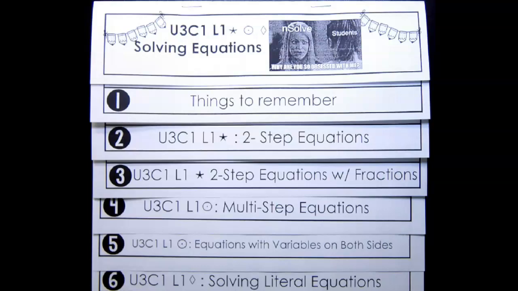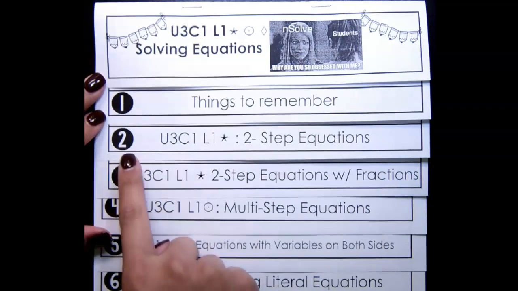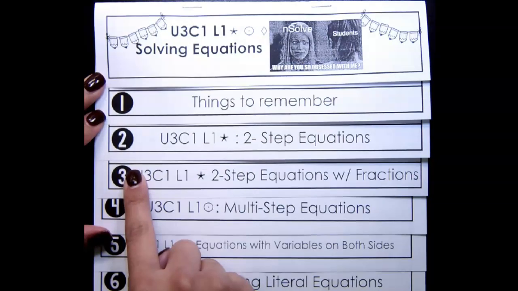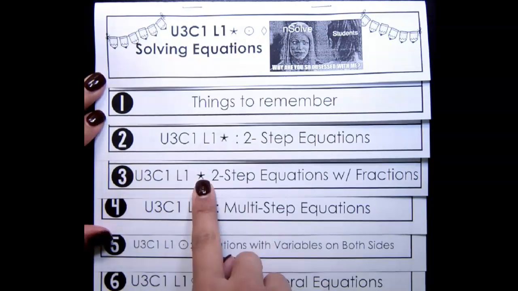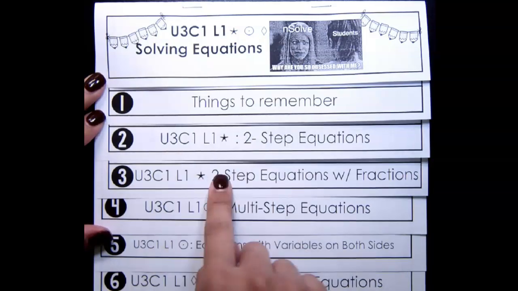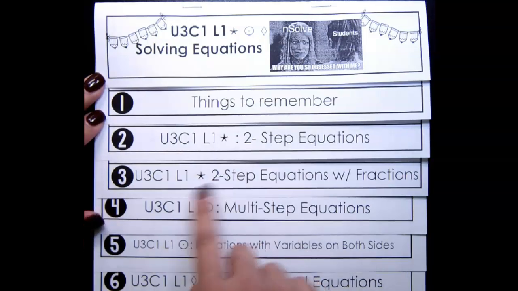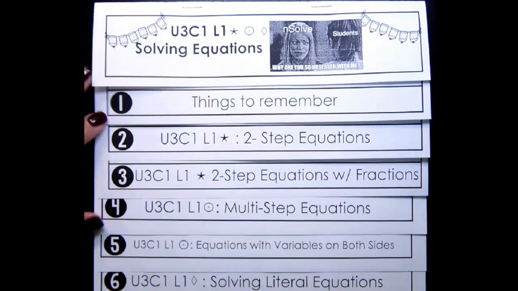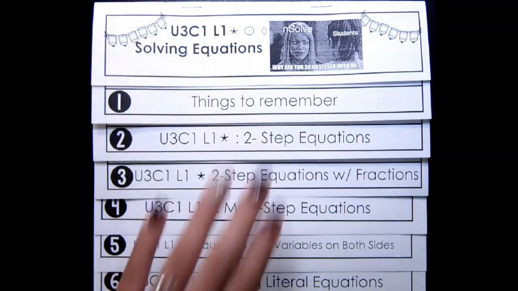All right, guys, welcome to the first part of the foldable video. So in this video, we are only going to be focusing on tabs 2 and 3. So this is for level 1 star. So we're only going to be looking at sections 2 and 3 of the foldable. If you need 4 or 5 or 6 or 7, then you need to go watch a different video.